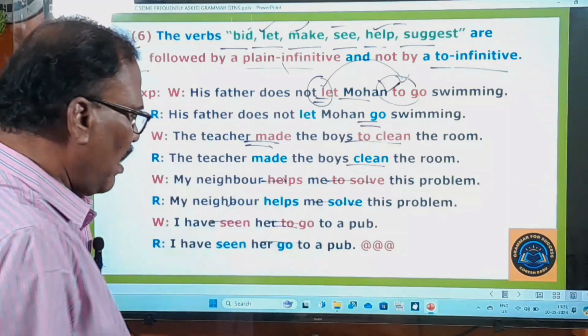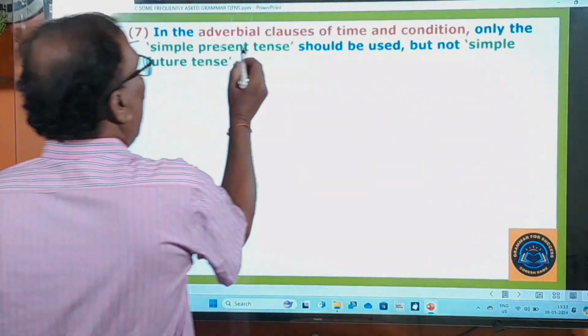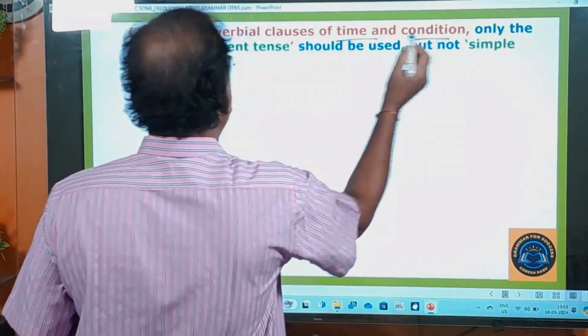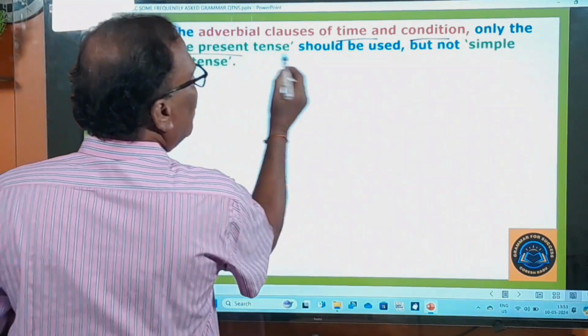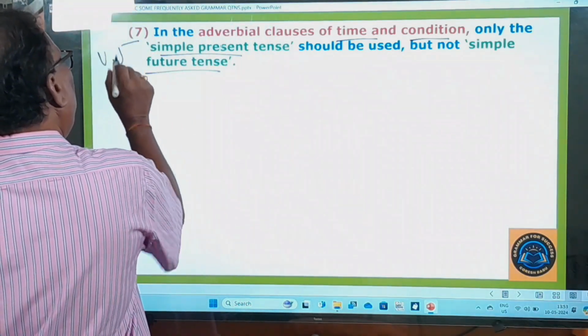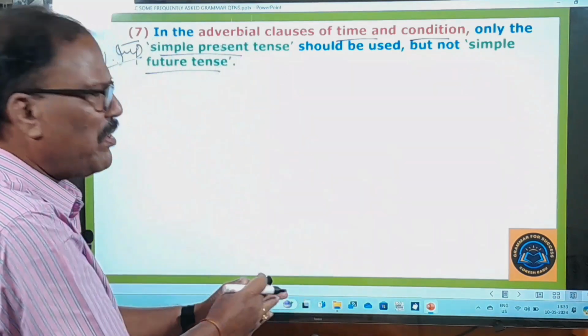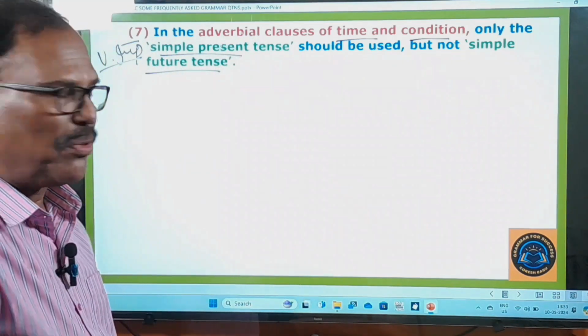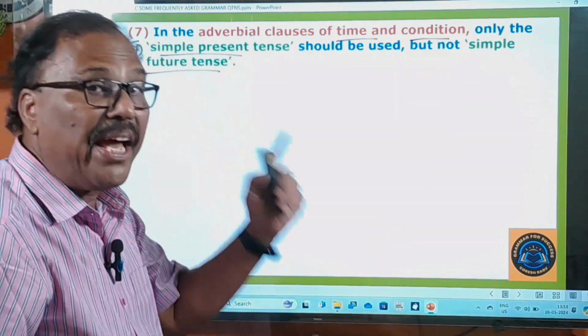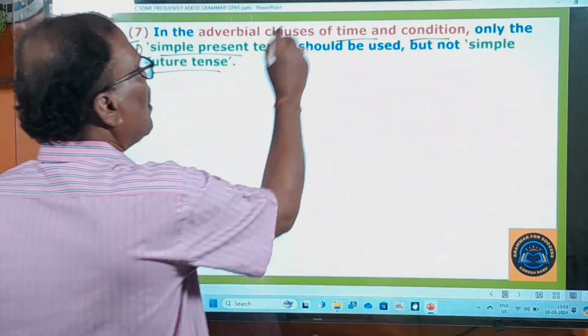Now let's go on to learn the next rule. The seventh one is here. What is the seventh one? In the adverbial clauses of time and condition, only the simple present tense should be used, but not simple future. This is a very, very important one. Out of the important rules given in this video, this is going to be a very important rule.